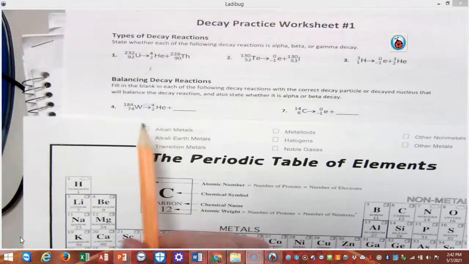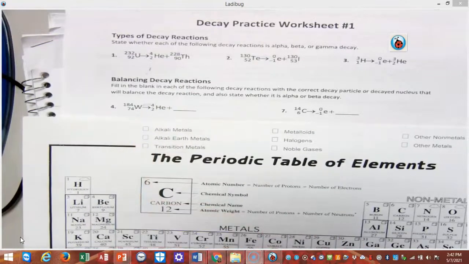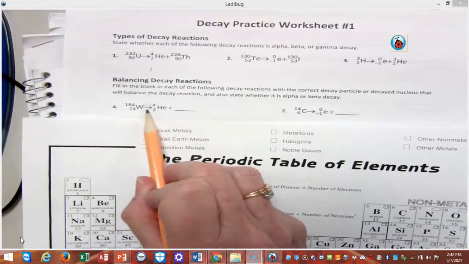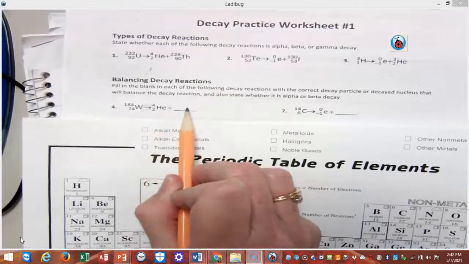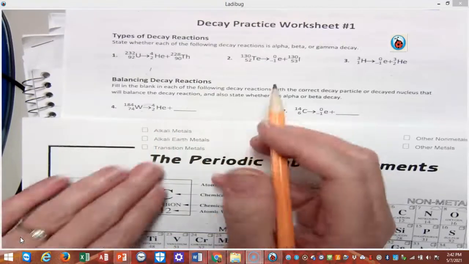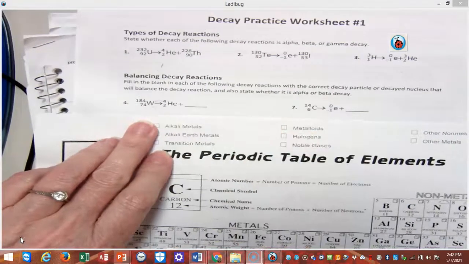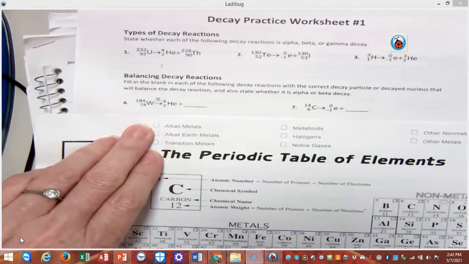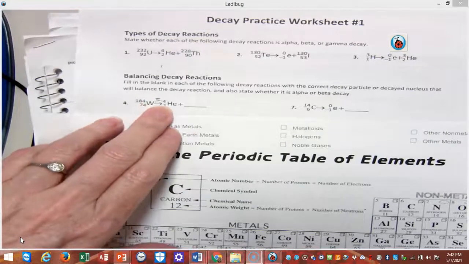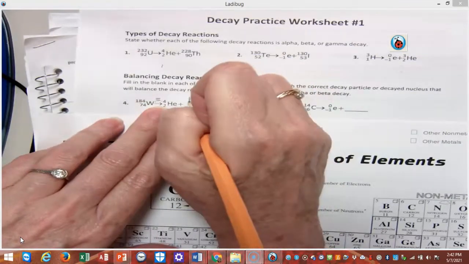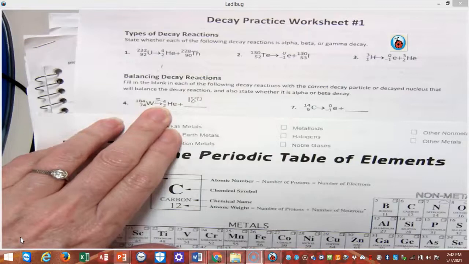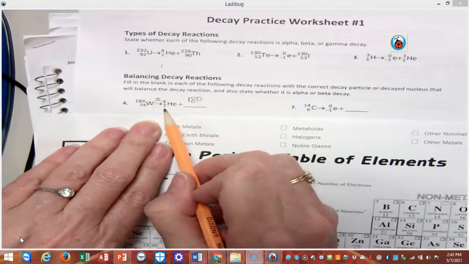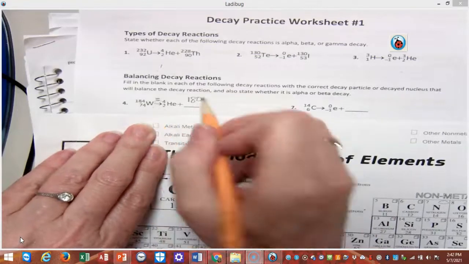Okay, so here we have tungsten, and it says it's undergoing decay, and it's going to decay into helium plus what? How do you figure this out? Okay, so it's just a simple math problem. Think of this arrow as like an equal sign. So 184 equals 4 plus what number? Well, simple math tells us it would be 180. 4 plus 180 equals 184. 2 plus what number will equal 74?